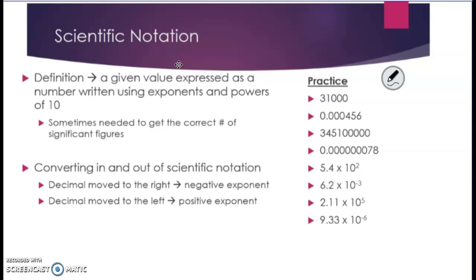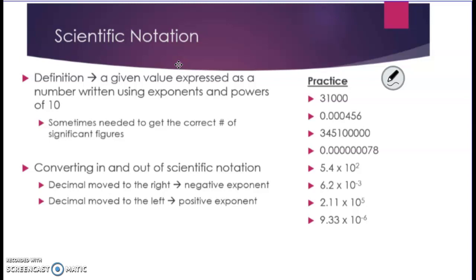Scientific notation is a given value expressed as a number written using exponents and powers of 10. The decimal always goes after the first real number, so the first number that is not a 0. And as we saw in the previous slides, sometimes we need this to get the correct number of significant figures.